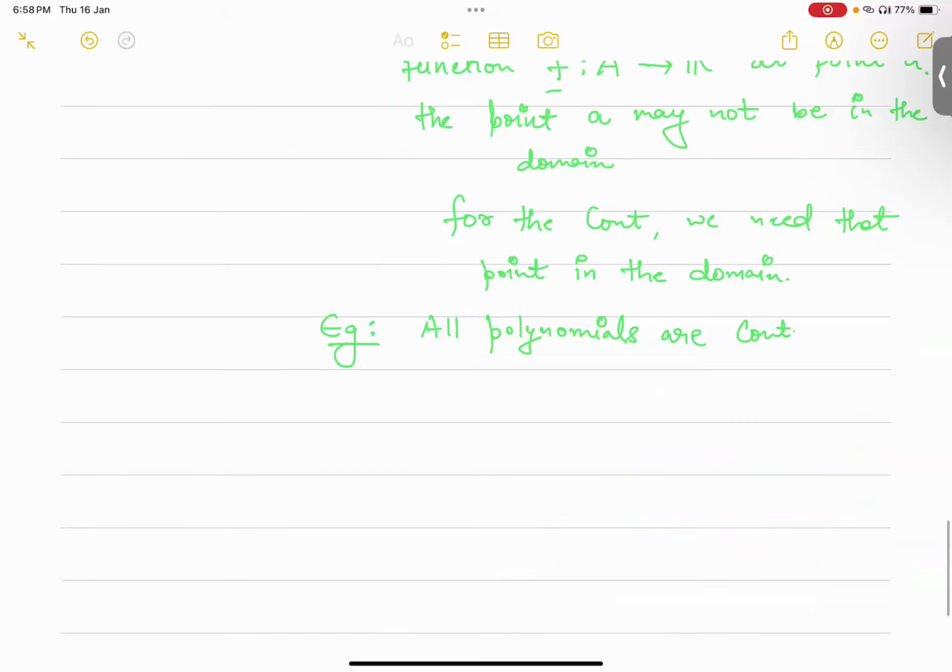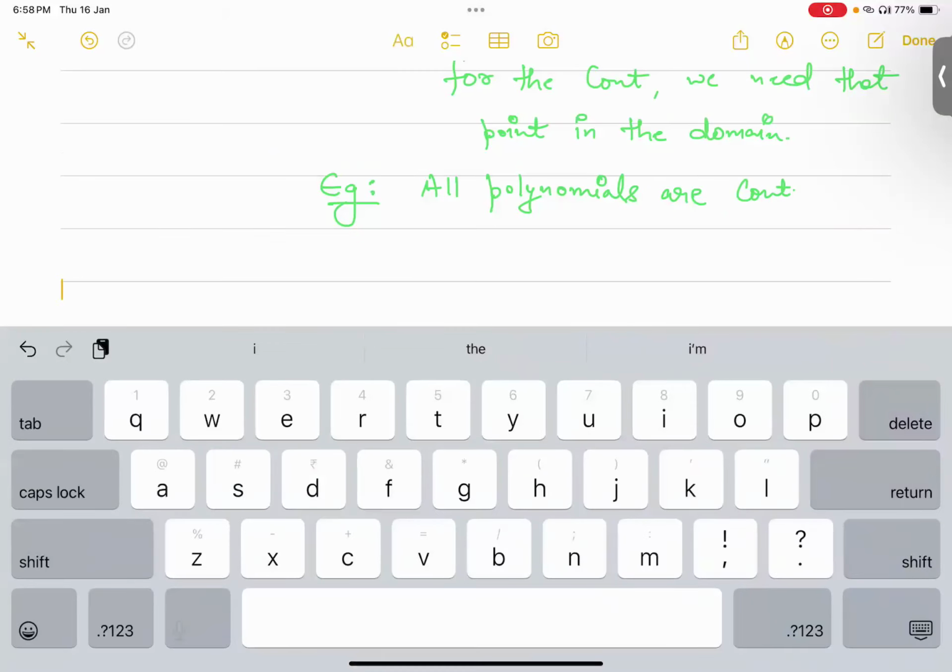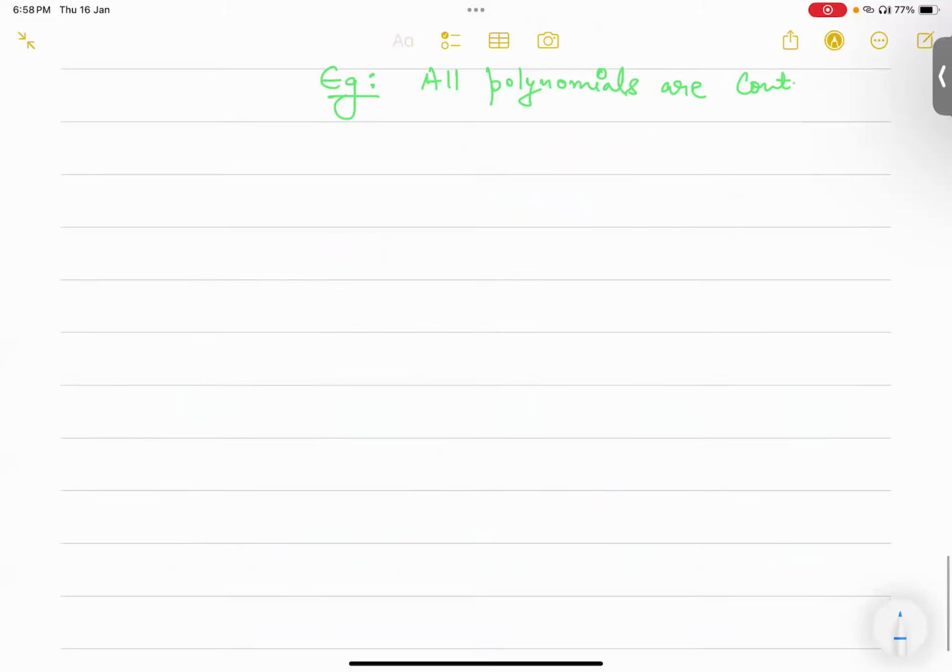Okay. So now let's move to some other topic. So now let's move to partial derivatives.